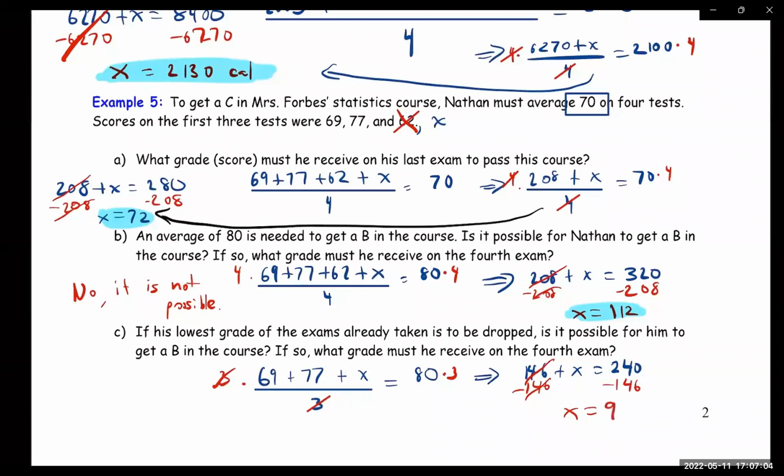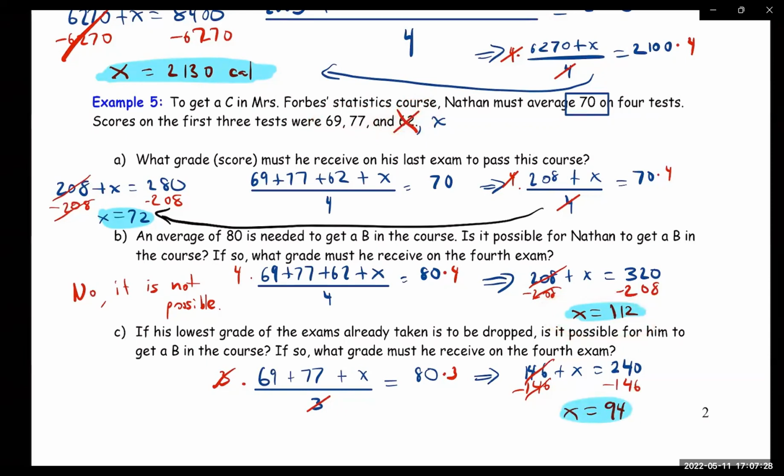Yeah, 94. So this time it is possible for him to get a B in the class. He has to score 94 in order to get a B in the class. So if the teacher is generous enough to drop the lowest score, then it's possible for him to get a B. But if the teacher does not drop the lowest score, then it's impossible to get a B.